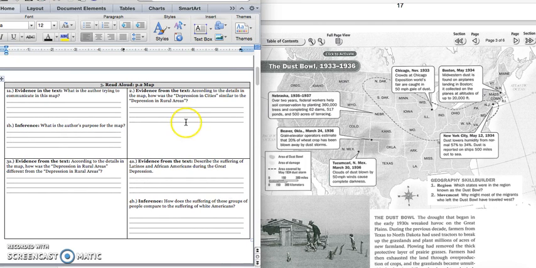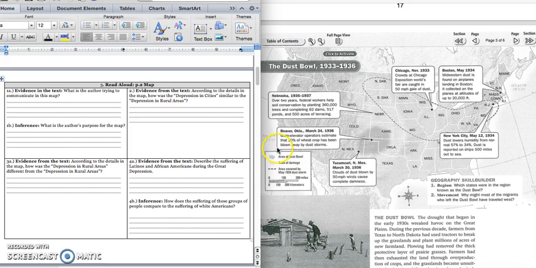Number 2 asks us, according to the details in the map, how was the depression in cities similar to the depression in rural areas? Okay, so that means we're going to have to read these text bubbles and figure out which ones are cities and which ones are rural areas. Okay, so Nebraska, that's a state, but it's a very rural state. So put an R outside Nebraska.